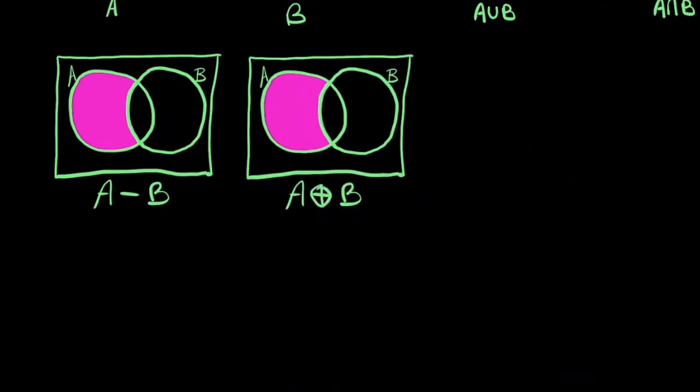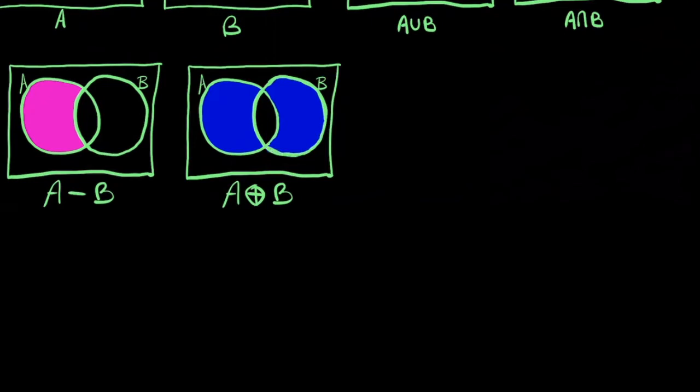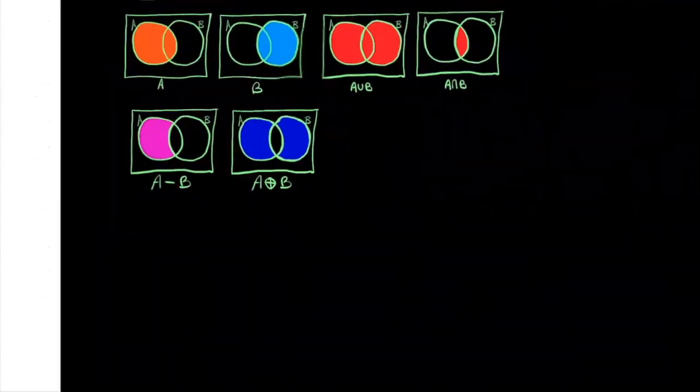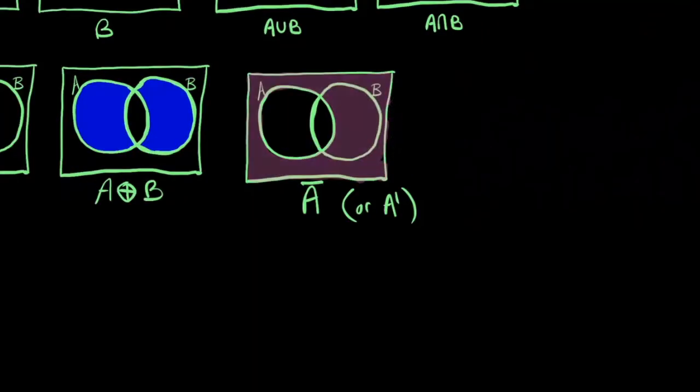Now we want to consider the symmetric difference of A and B. That's everything in A or B, but not both. All right, so there is the symmetric difference of A and B. Remember that A complement is everything outside of A. If we shade everything outside of A, we disregard B, this would be A complement.